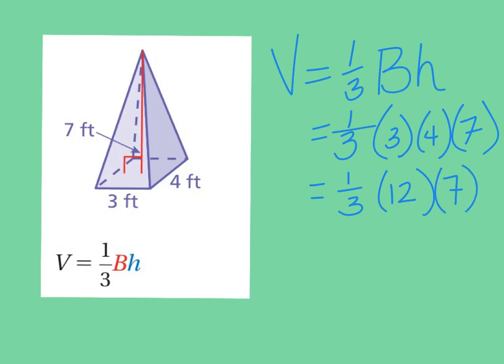Just to make some easier problems for me, I'm going to do now the 1/3 times 12. Again, this is the same as dividing by 3. So 1/3 times 12 equals 4. Multiply by my height, and I end up with 28 feet cubed. When we're talking volume, our units are cubic.